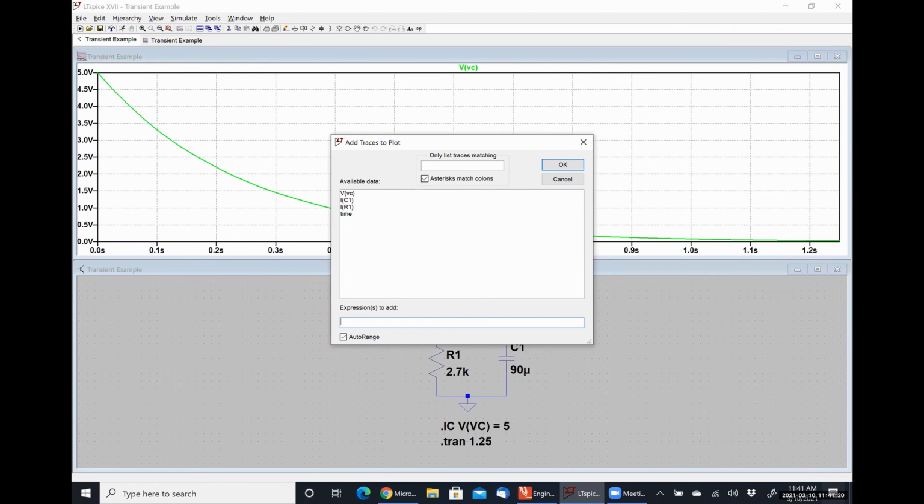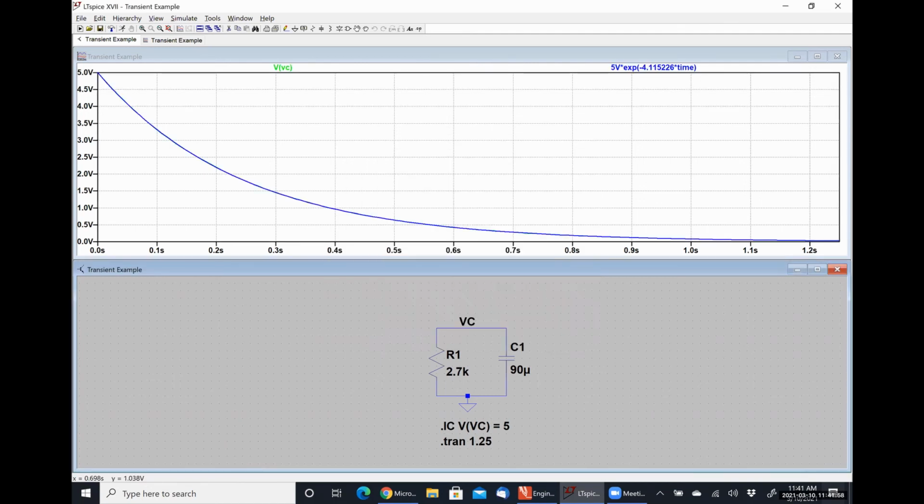I know that at t = 0- I have 5 volts. I'm going to multiply that by an exponential function, exp, open parentheses, negative. Now I need tau to the -1, right? So 1 over 0.243 is 4.115226. There are some more digits, I don't really care. Multiply by time. And that's how I can check my work.